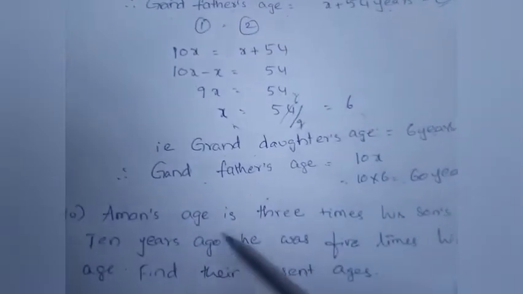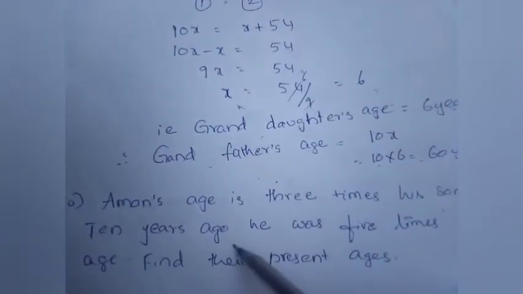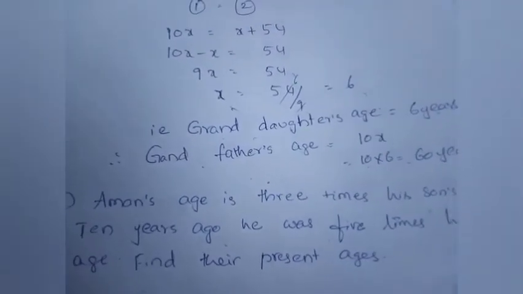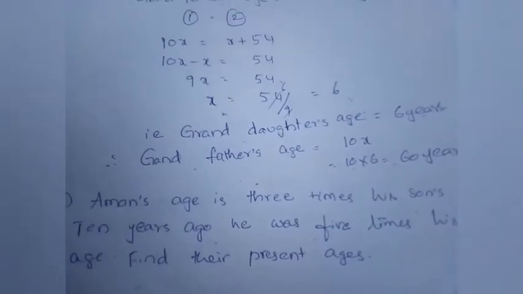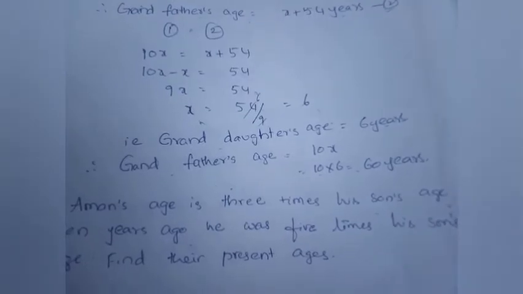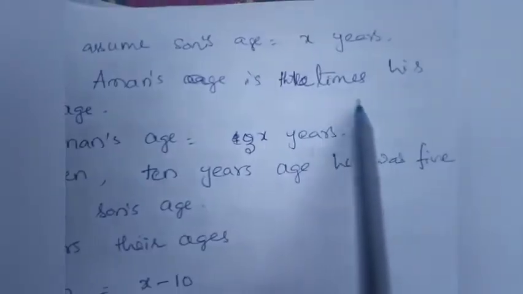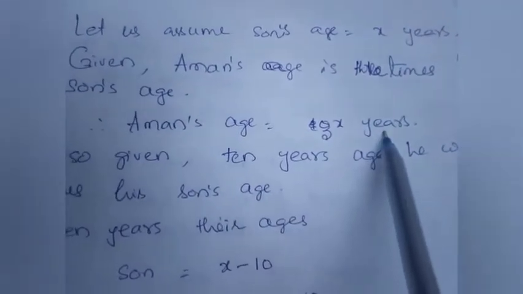Next, 10th sum. Aman's age is 3 times his son's age. 10 years ago, he was 5 times his son's age. Find their present ages. Aman's age is 3 times his son's age. We don't know the age of Aman's son, so let us assume his age be x years. Given that Aman's age is 3 times his son's age. Therefore, Aman's age is equal to 3 into x because it is 3 times.